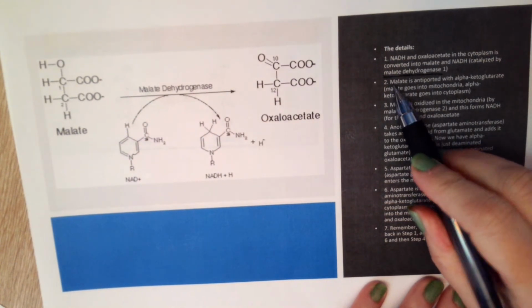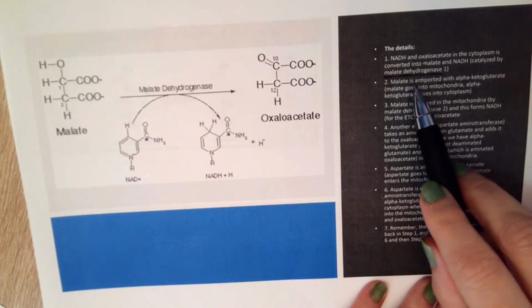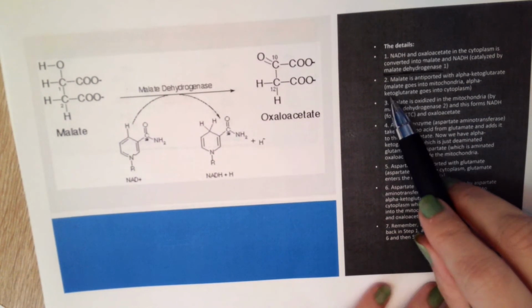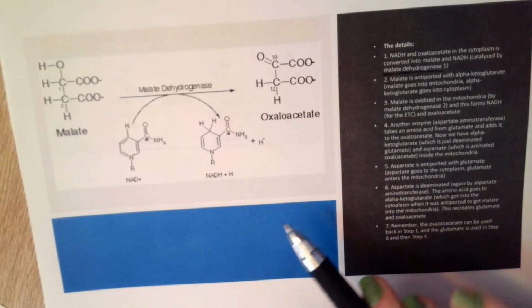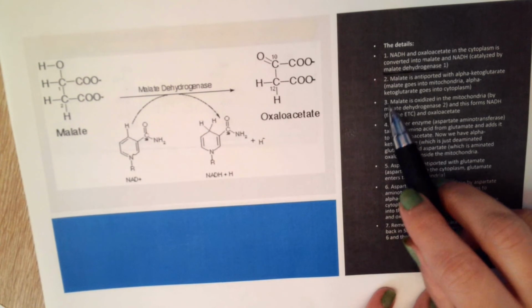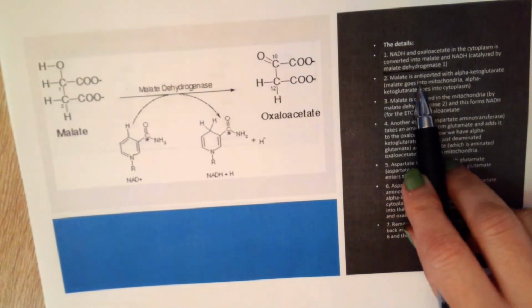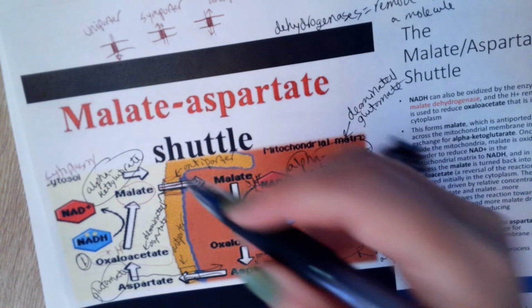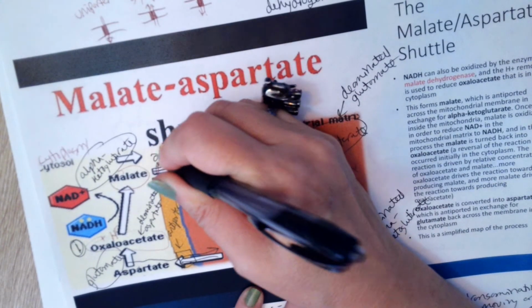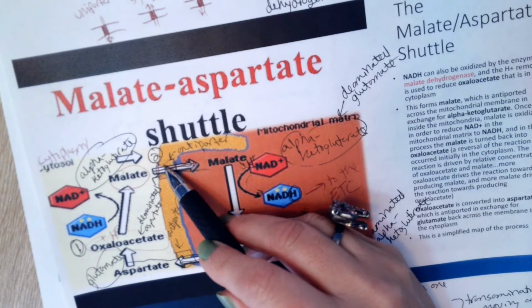So now following the product, we know that NAD is just going to go back and be part of glycolysis, make more NADH. But the malate here, we're going to antiport with alpha-ketoglutarate. So malate goes in, alpha-ketoglutarate goes out. That's step number 2.